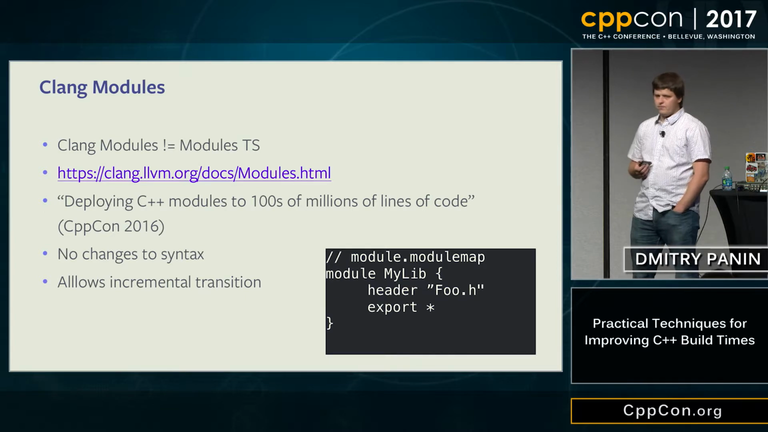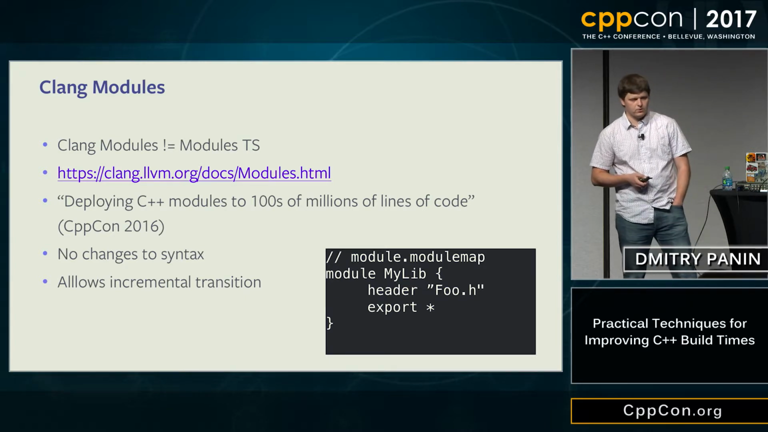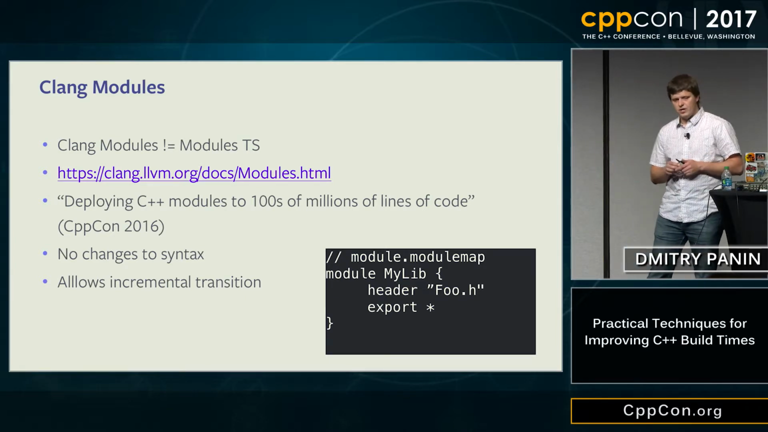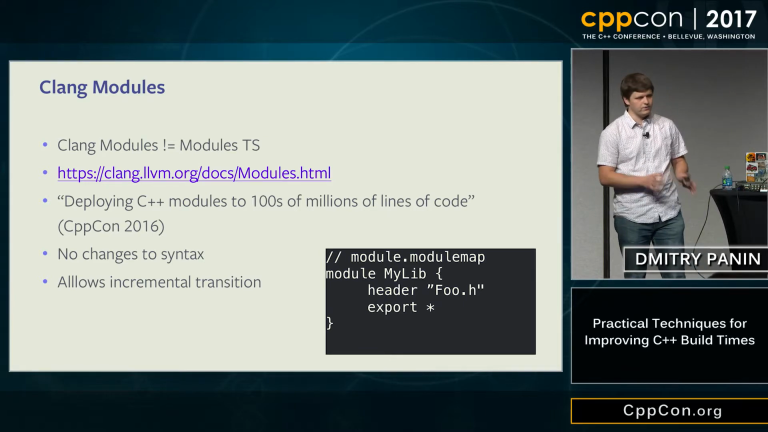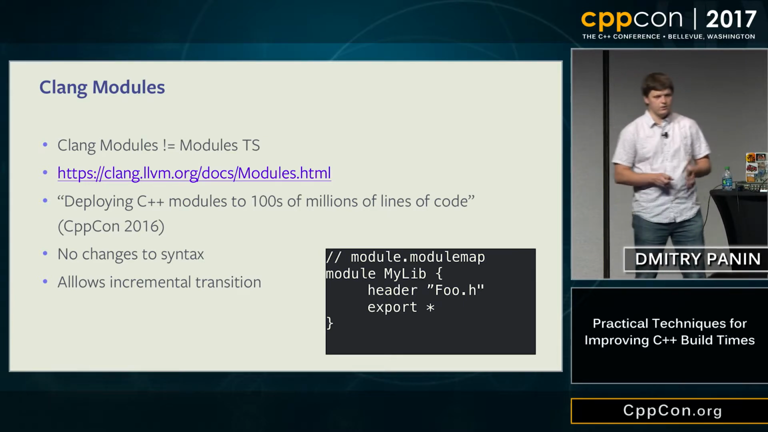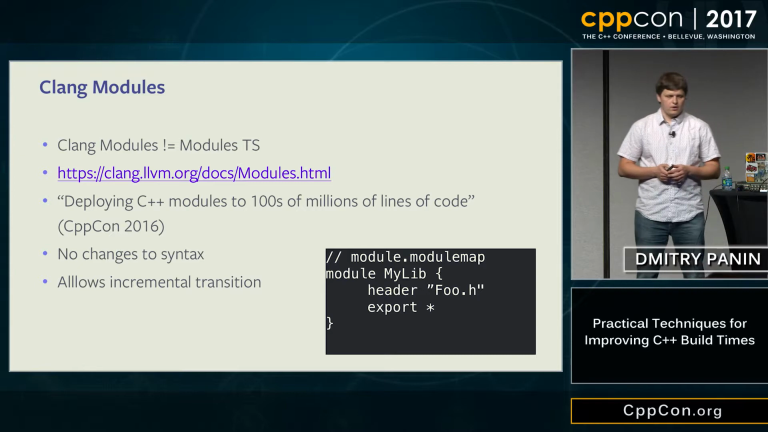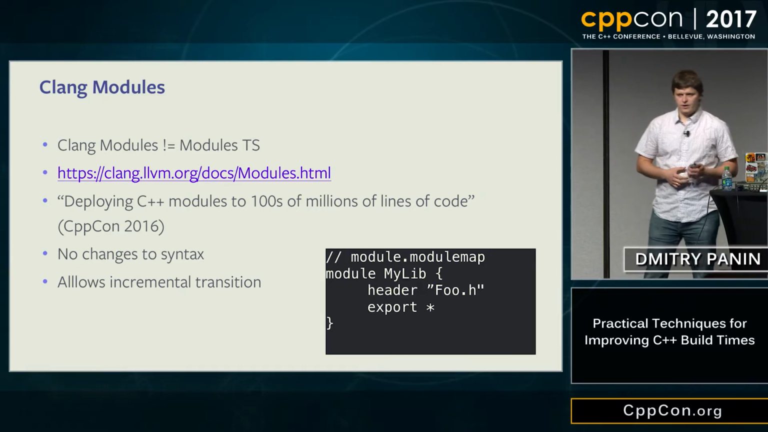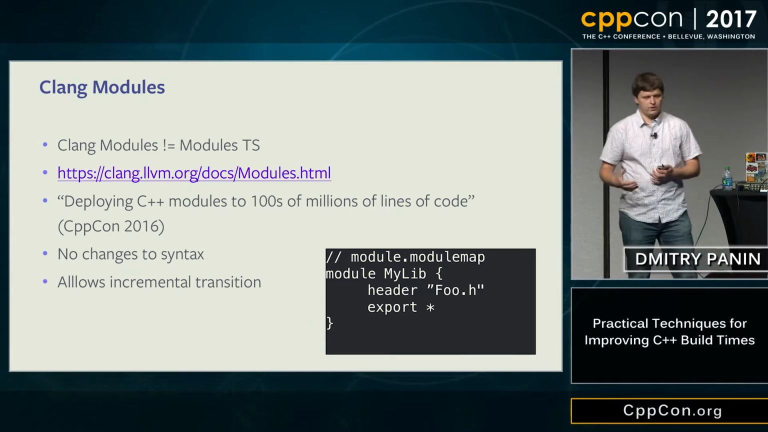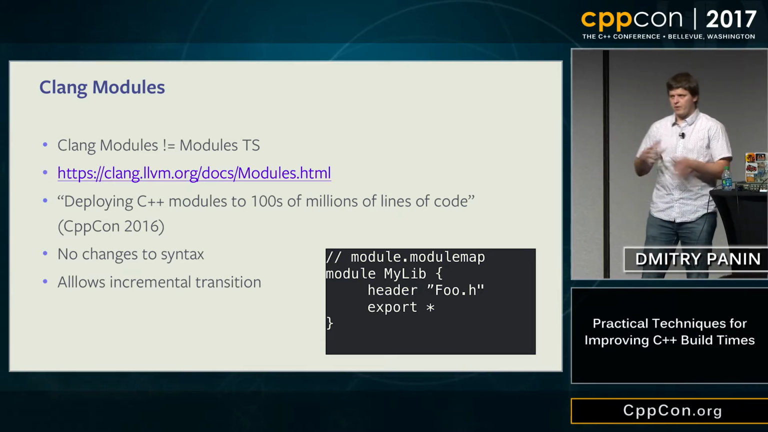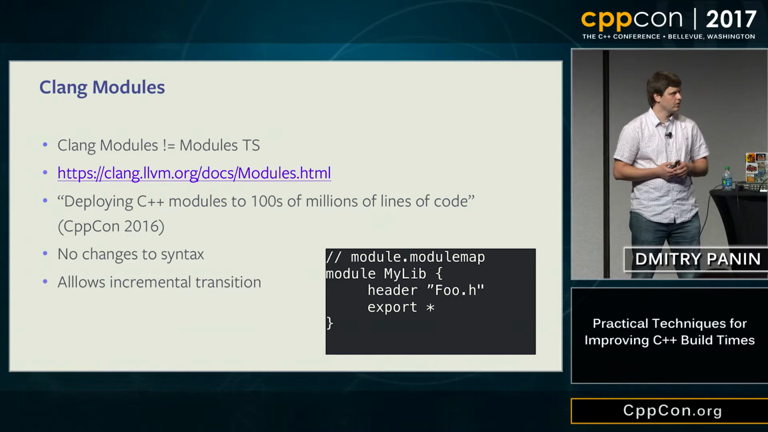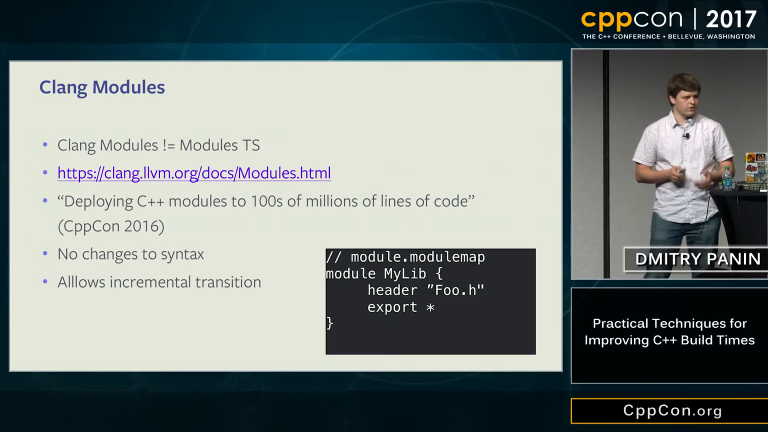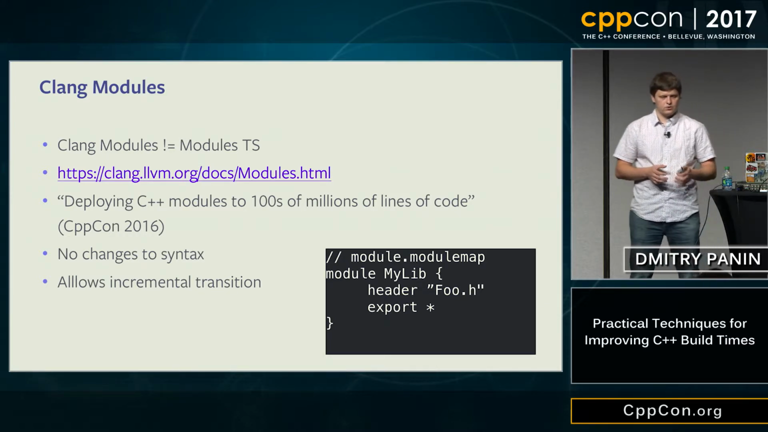Let me give a brief summary of how they work. Basically, you don't need to change any syntax of your code. You just put these module map files along with your sources, and they explain the module interface. Then the compiler will know how to deal with this if you pass some special flags. The nice thing is that it doesn't require any changes to your code base.